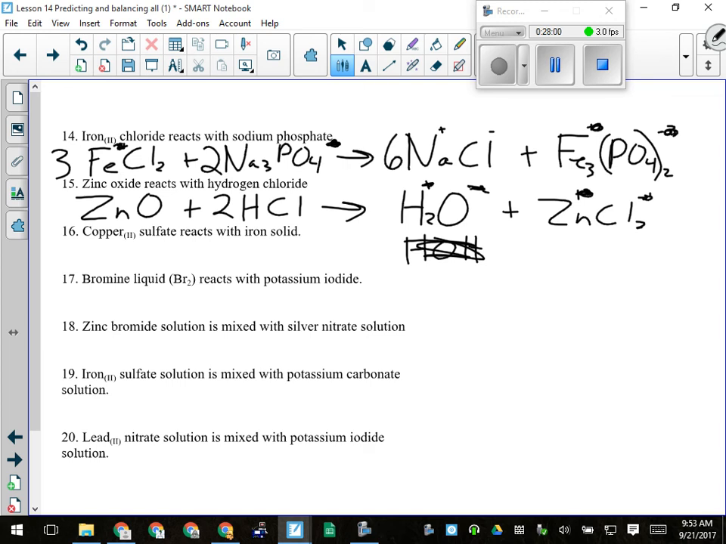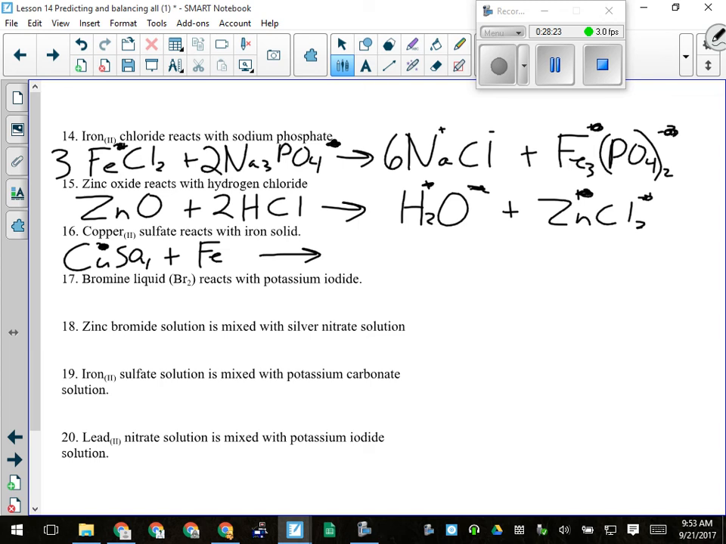16? Okay, so copper 2 sulfate, so that's the 2+ copper. Sulfate's a -2, so we're good, written that way, CuSO4. It's reacting with iron solid, that's Fe. What kind of reaction is that going to be? Single replacement. And since iron is a metal, who is it replacing? It's going to replace copper.